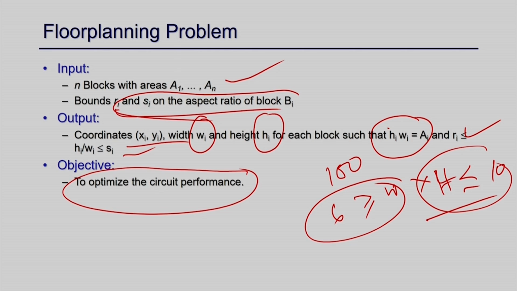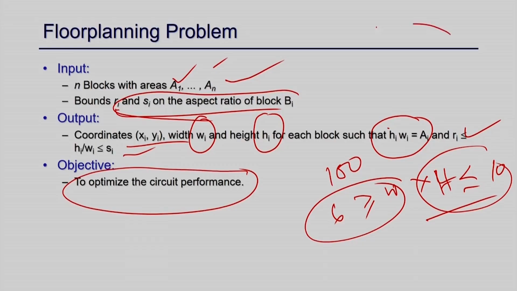You are given components where the area is given, and also the aspect ratio of height and width is not fixed, but there may be some restrictions: your height and width should not go beyond a certain limit, or should be at least a certain value. You try to place all the blocks in a physical area.